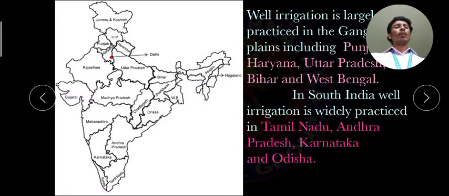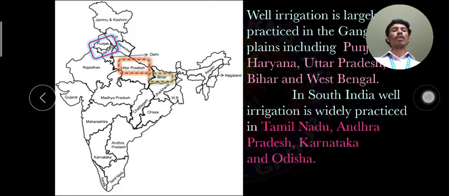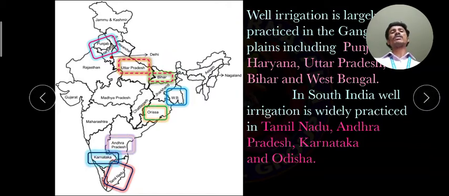In South India, well irrigation is widely practiced in Tamil Nadu, Andhra Pradesh, Karnataka and Odisha. North India means Punjab, Haryana, Uttar Pradesh, Bihar and West Bengal. South India means Tamil Nadu, Andhra Pradesh, Karnataka and Odisha. These are the very important places where well irrigation is practiced.